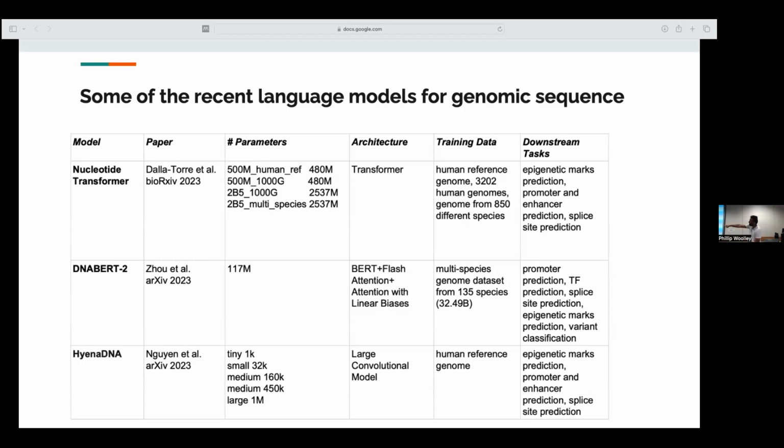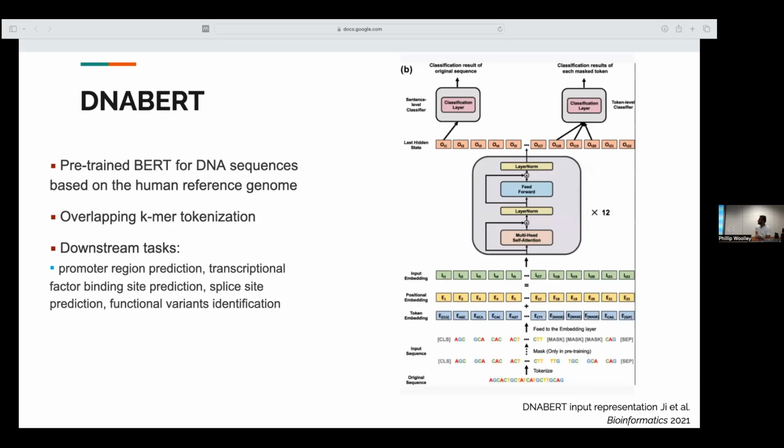And then this one came recently, it's called HyenaDNA. It also has the same training data, but they use a different model than a transformer. They developed a new convolutional neural network model, which we won't get into the details of, right? And all these three models have similar performance now. So let's talk about DNABERT and how it is trained.